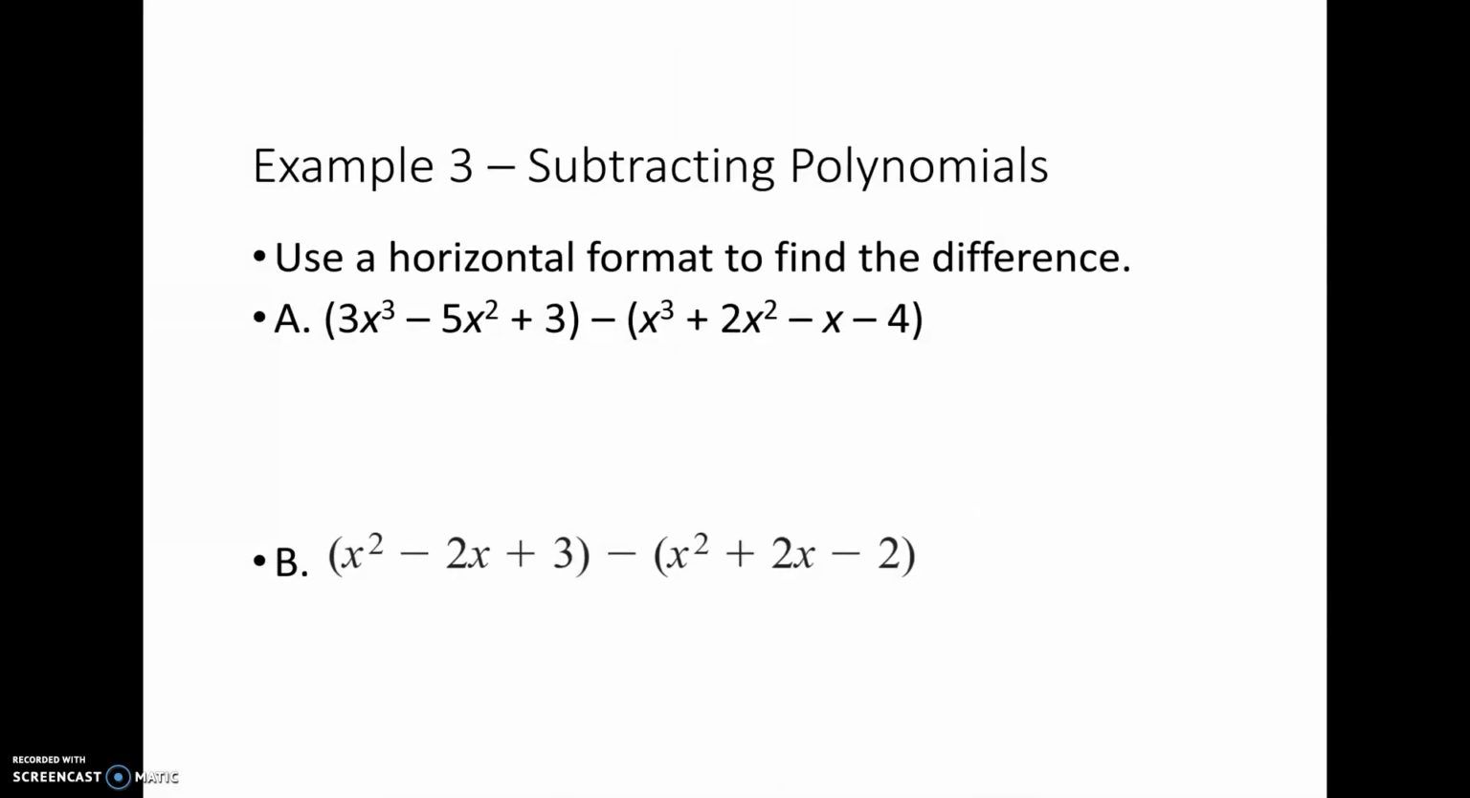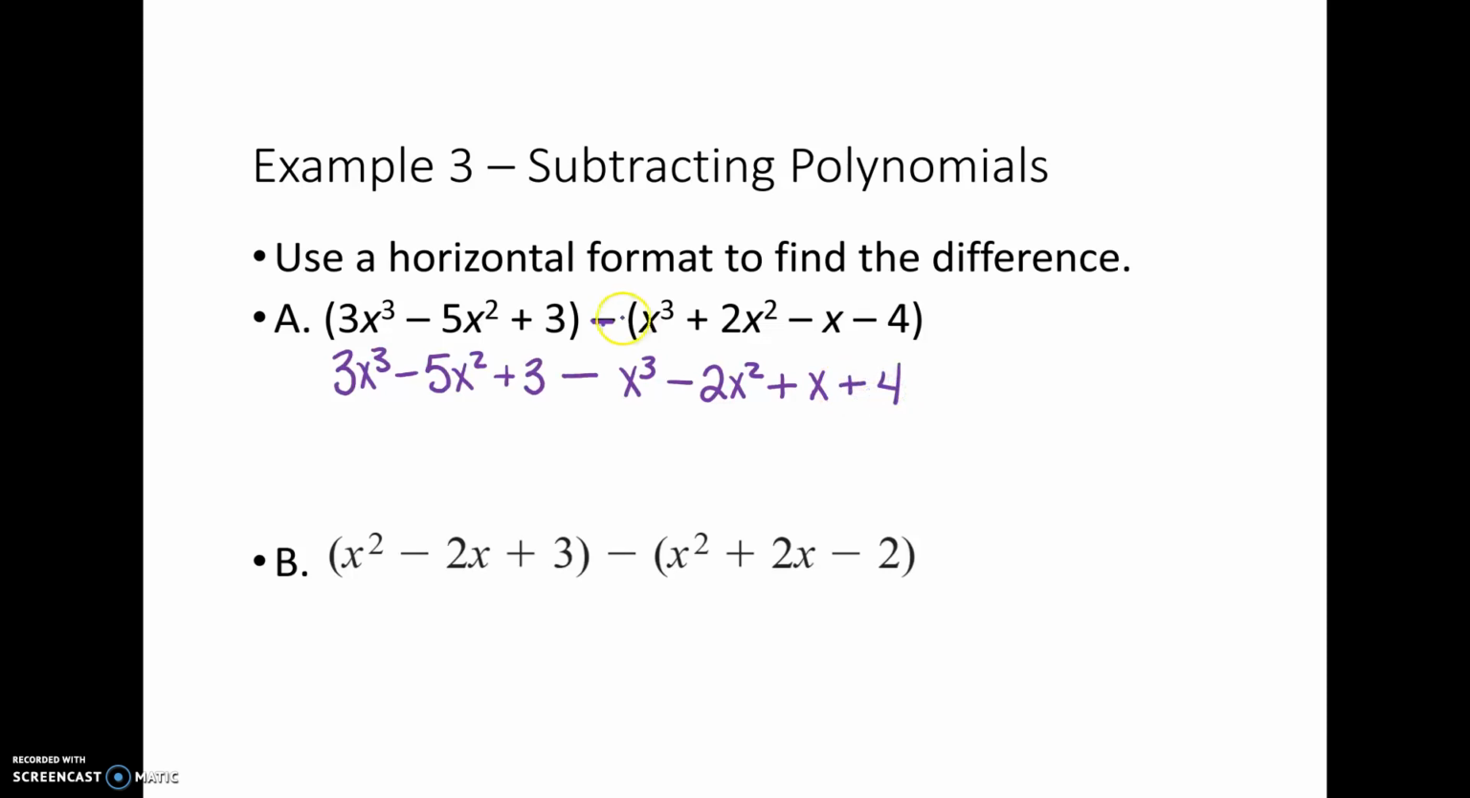Subtracting polynomials is a little bit different because you have to subtract this entire second polynomial. So we have 3x to the third minus 5x squared plus 3. We are subtracting x to the third. We are subtracting 2x squared. We're subtracting a negative x. Minus a negative x is a positive x. And we are subtracting a negative 4. Minus a negative 4 is plus 4.